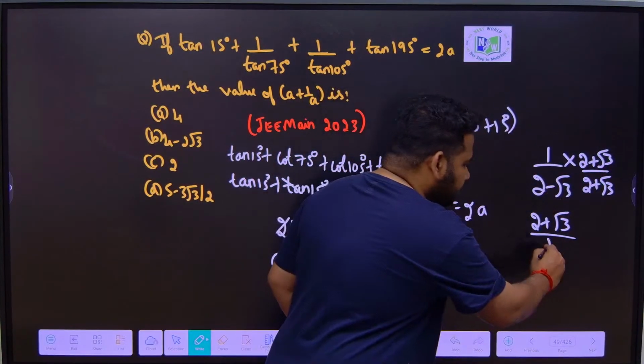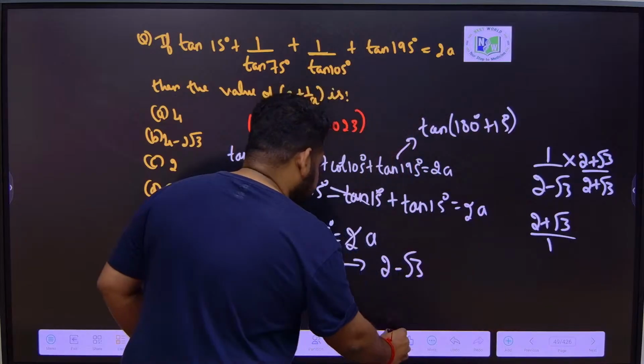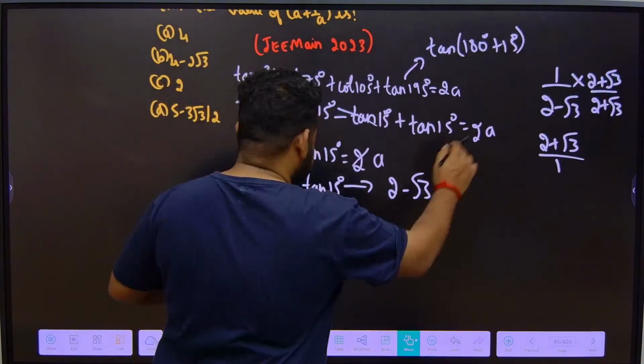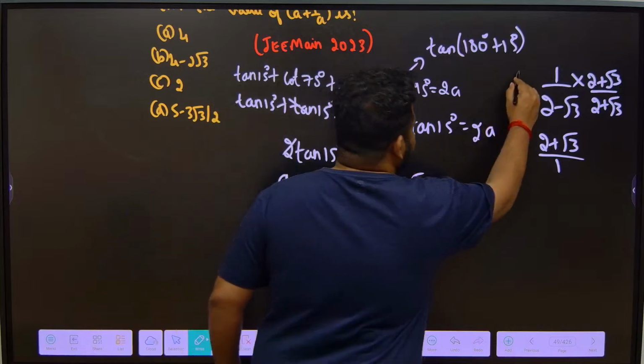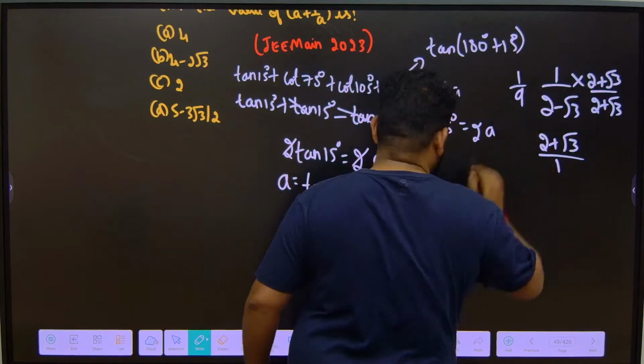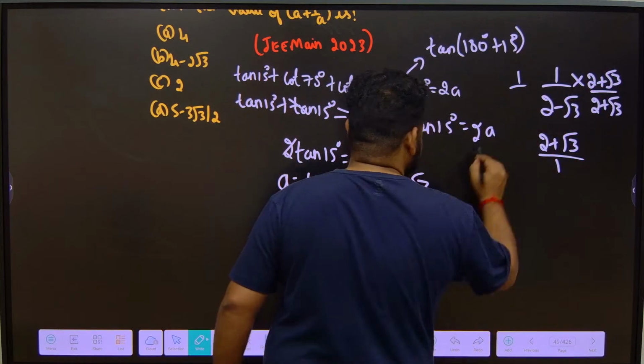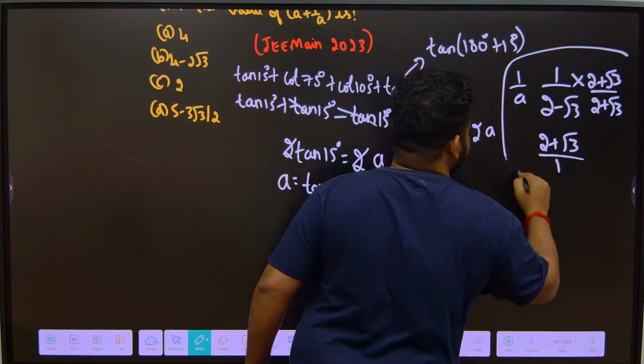So this will become 2 plus root 3. So what are they asking us to find? That is nothing but 1 by a. This is what we got for 1 by a.